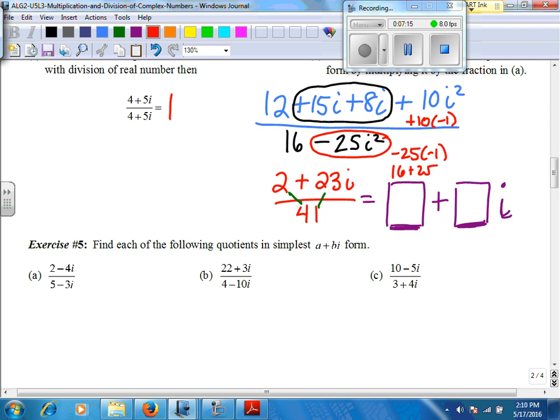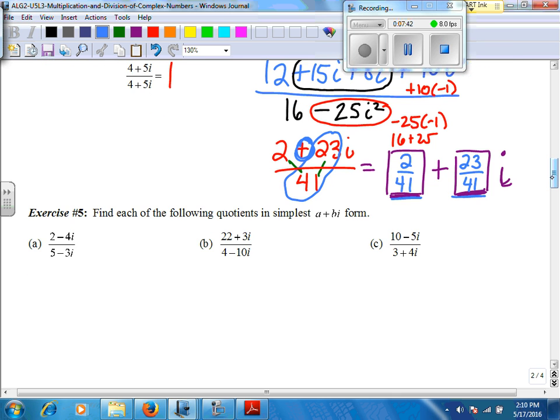So our a term is really just 2 over 41. This is in fact a plus. It could be a minus, but in this case it is a plus. Our b term is 23 over 41. And then i goes at the end. Now, if either of these individual fractions can be simplified, then you can simplify those. But in order to simplify from here, all three of the terms needed to be divisible by the same thing.